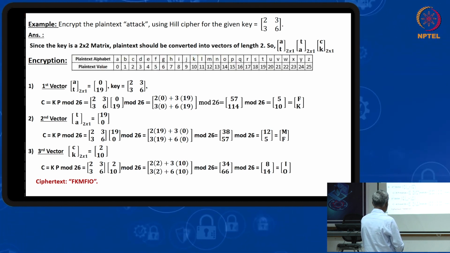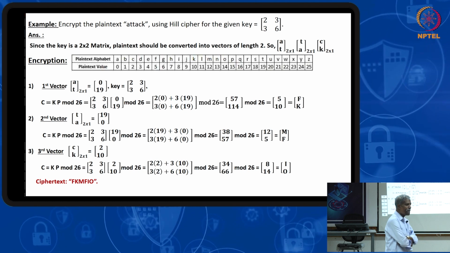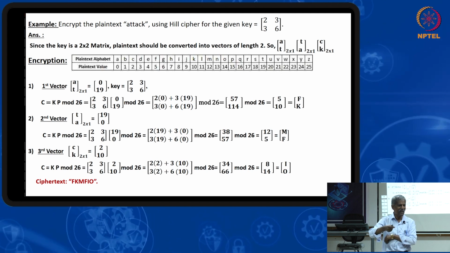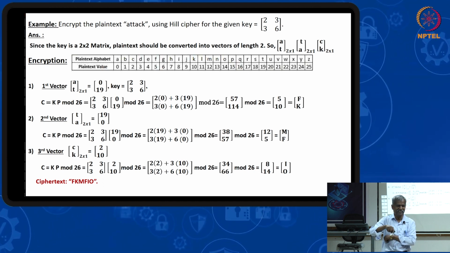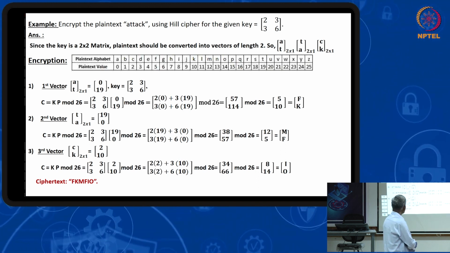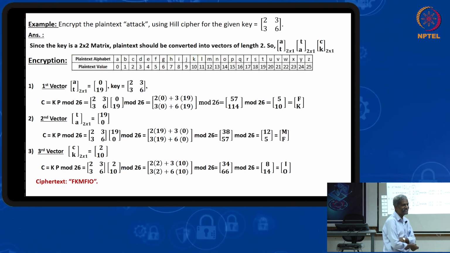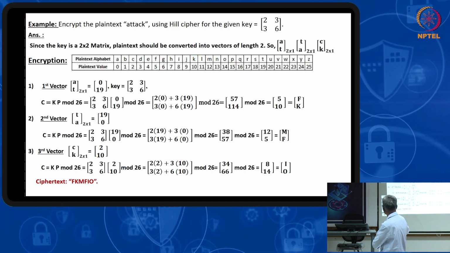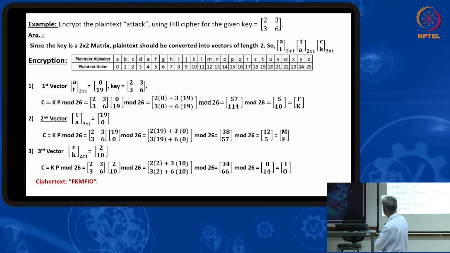Similarly, 114 mod 26. 2 times 26 is 52. 4 times 26 is 52 plus 52, which is 104. So 114 minus 104 is 10. This is the 10th letter, K. So you can see the table. Whenever we have a problem, this K is 10, there itself 10. So I have converted the first one into FK. Similarly, the second one is converted to MF, and the third one is IO. Overall, the ciphertext is FK, MF, IO.